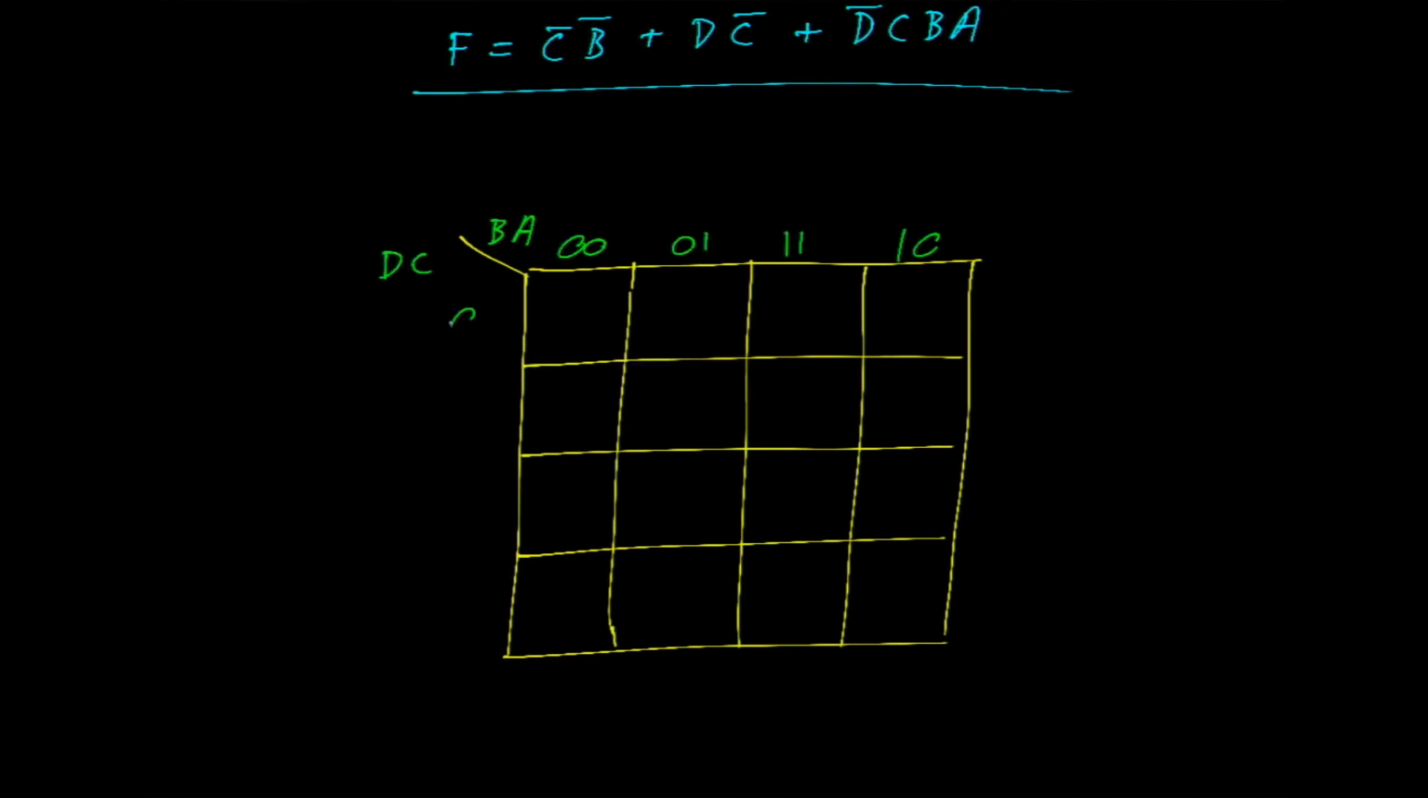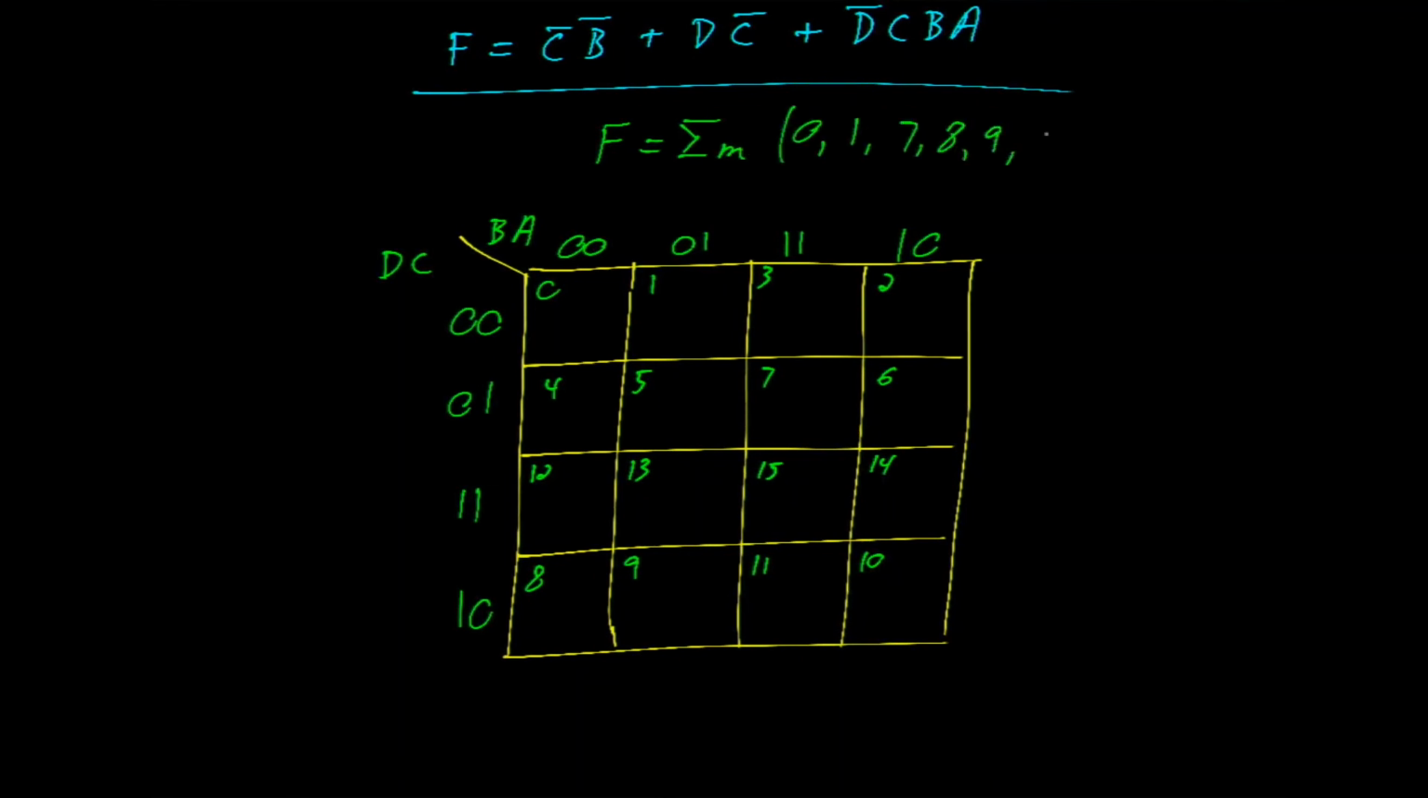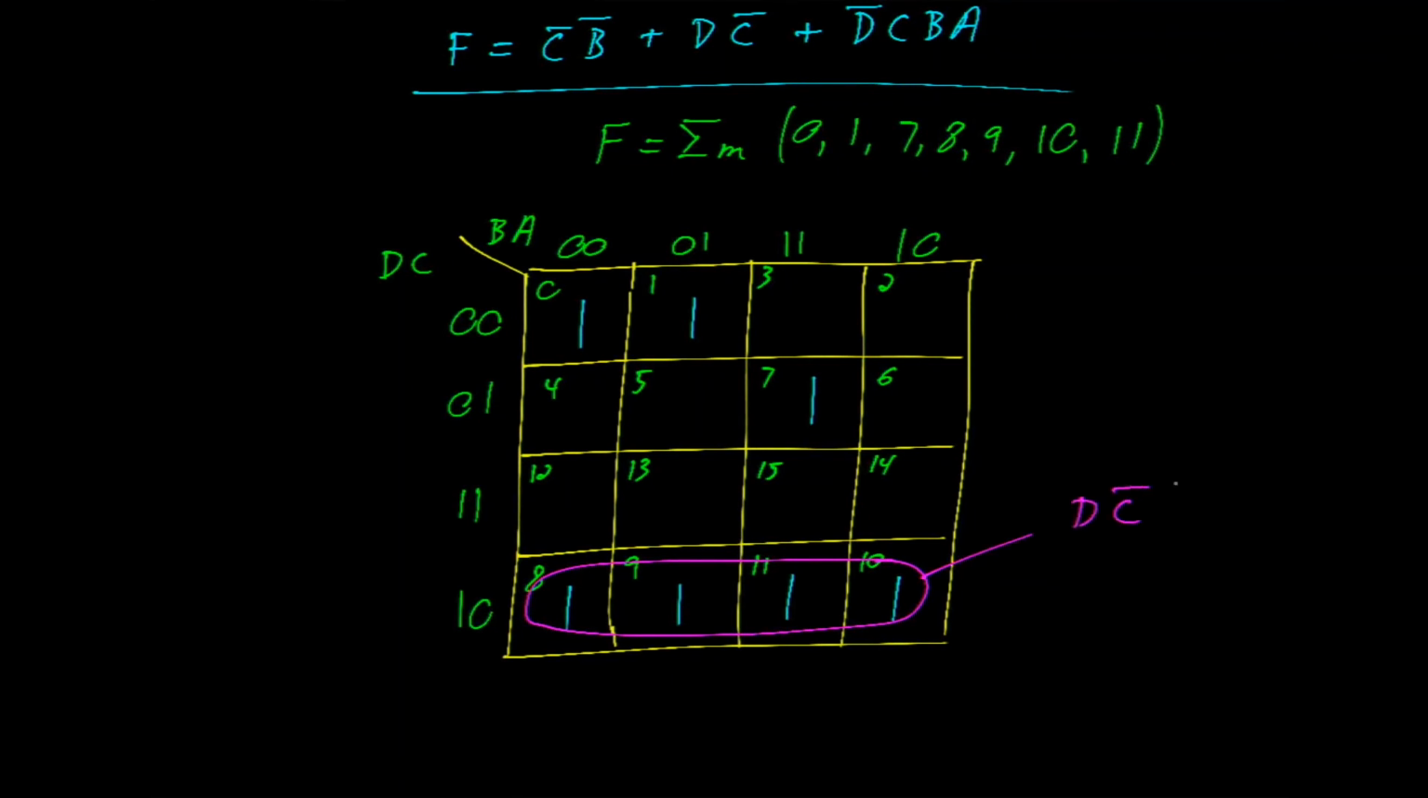DCBA, minterm 0, 1, 2, 3. Our original equation was the compact sum of minterms 0, 1, 7, 8, 9, 10, and 11. 0, 1, 7, 8, 9, 10, 11. For our circles, we can grab these 4. That becomes D, C0. That's encouraging because that's that term there.